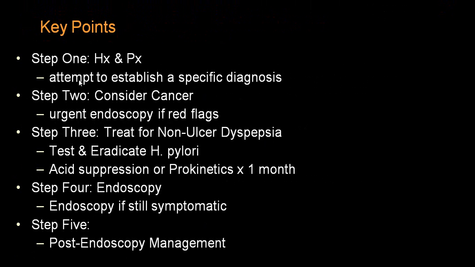So step 1, attempt to establish the specific diagnosis. Step 2, always try to rule out malignancy. Step 3, treat for non-ulcer dyspepsia, that is, do the test for H. pylori and try to eradicate. You can combine with prokinetic drugs, give the treatment for 1 month and see the response. Then endoscopy, if the person is still symptomatic even after giving what we call empiric therapy. And last is post-endoscopy management if required, depending upon the etiology.